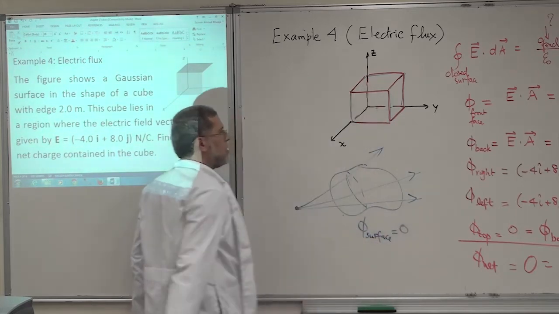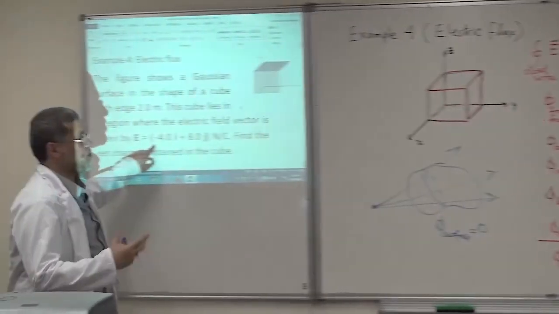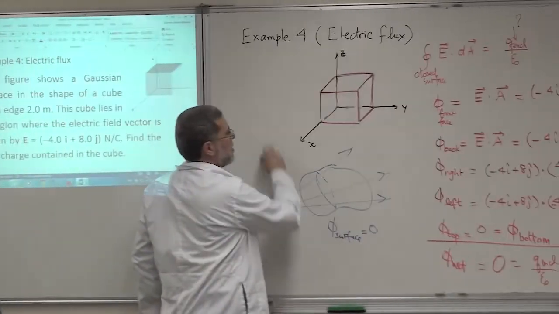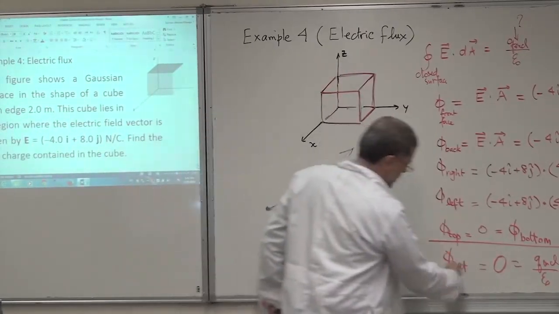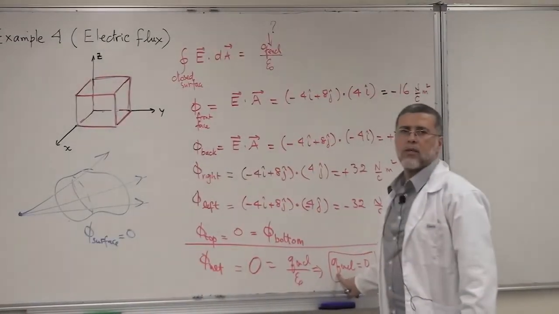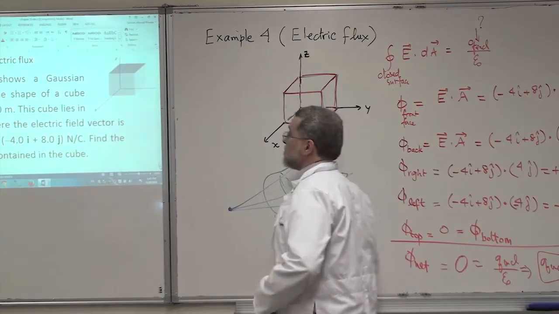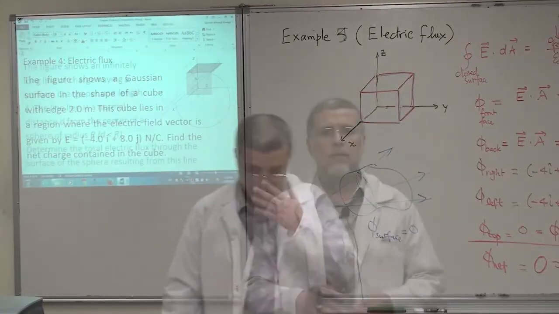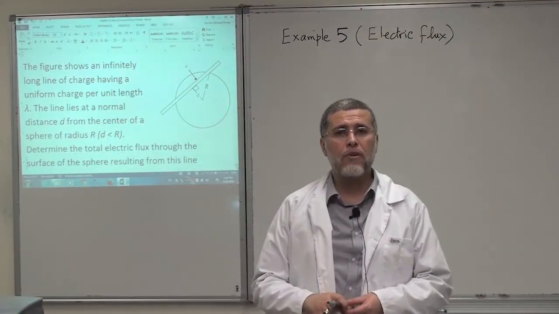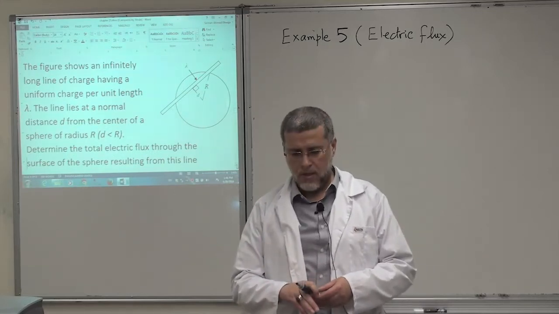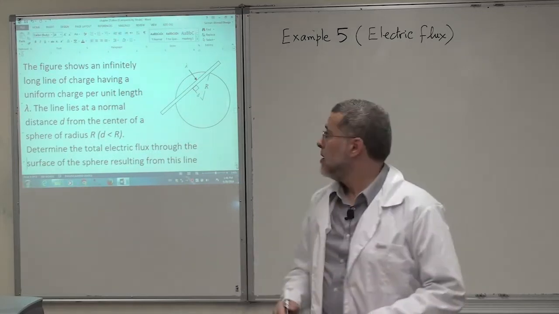This is the same problem here. This electric field is created by a charge which is outside. So the net flux is 0, and there is no charge enclosed in this cubical Gaussian surface. Okay, this is example number 5 related to electric flux.